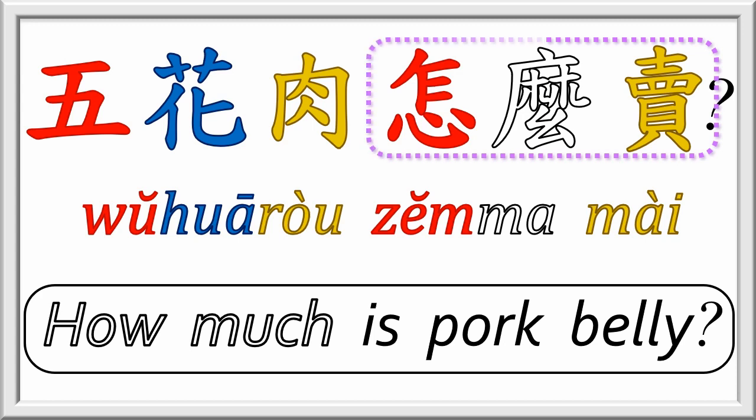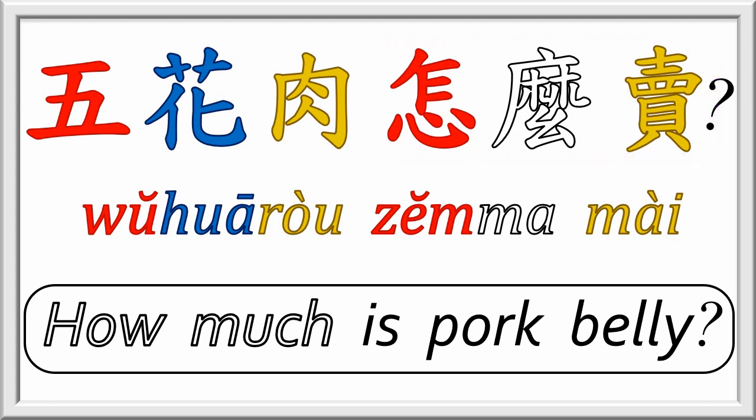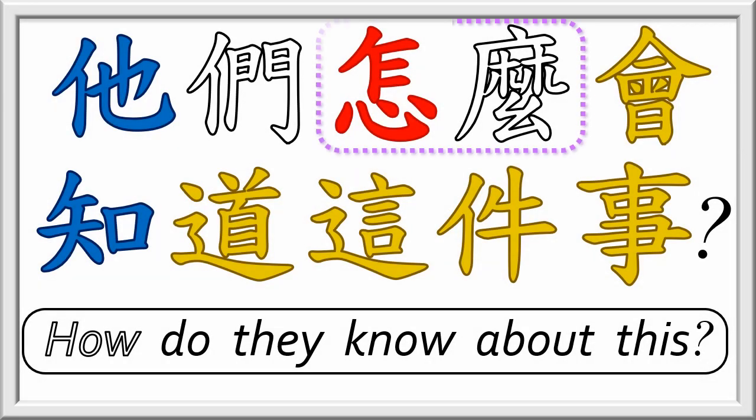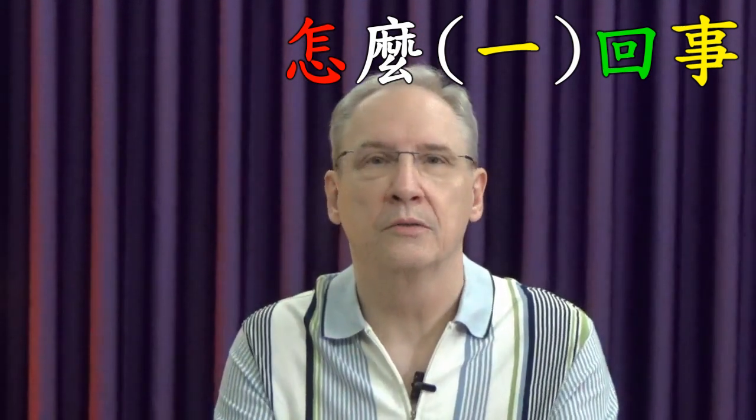五花肉怎么卖? How much is pork belly? Literally, how is pork belly sold? Notice how the N of 怎 is dropped in the expression 怎么. 他们怎么会知道这件事? How is it that they know about this matter? 怎么回事 or 怎么一回事 both mean, what's all this about?